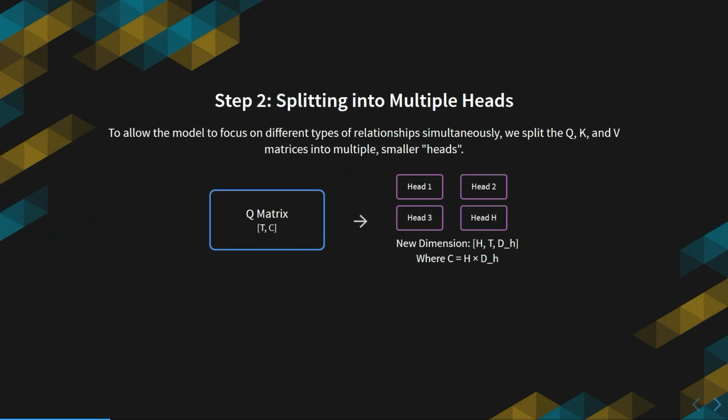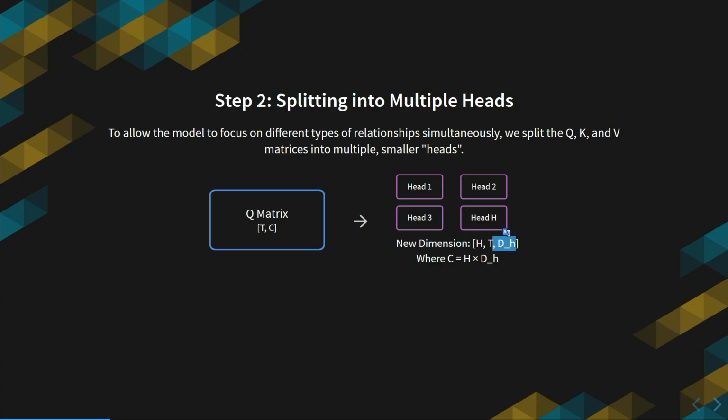Here we are splitting. Once we have the query and key, we have to split into multiple heads. To allow the model to focus on different types of relationships simultaneously, we split the Q, K, and V matrices into multiple smaller heads. We go from one large Q matrix of dimension T by C, context length multiplied by the embedding dimension, to the heads. And each one now has the context length by the head dimension, which gives us a new structure with dimension h by T by dh.